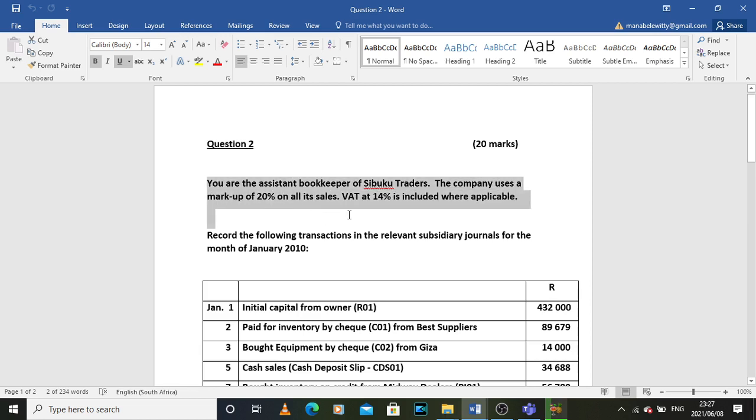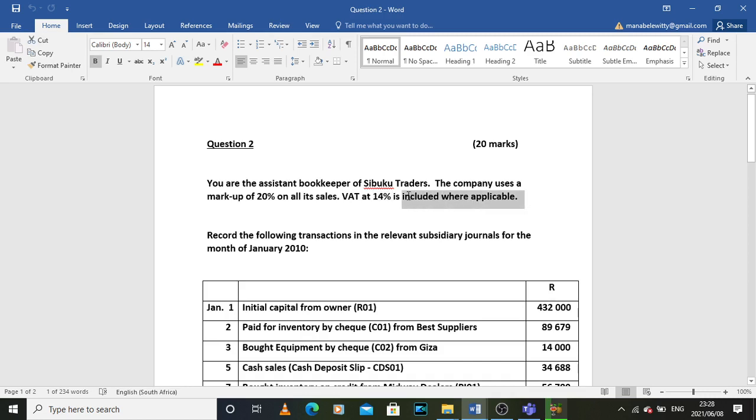In this part, they are saying you are the assistant bookkeeper of Sibuku Traders. The company uses a markup of 20% on all its sales, meaning that the 20% is on selling price, and then 14% VAT is applicable, where applicable. They are using 14%, but we all know now it's 15. So let's go with the 14 in this question. But remember, we use 15%.